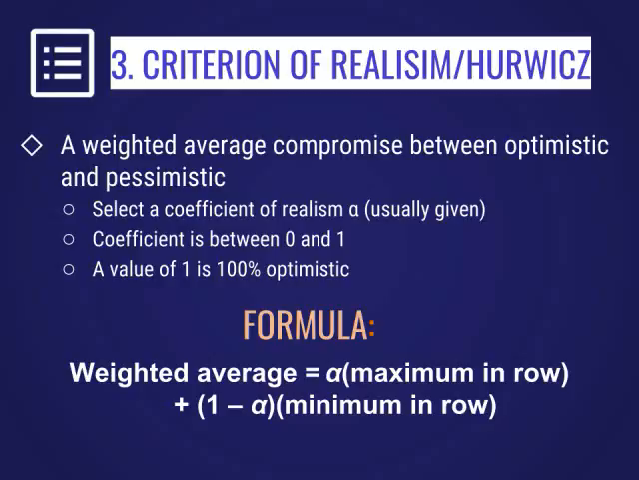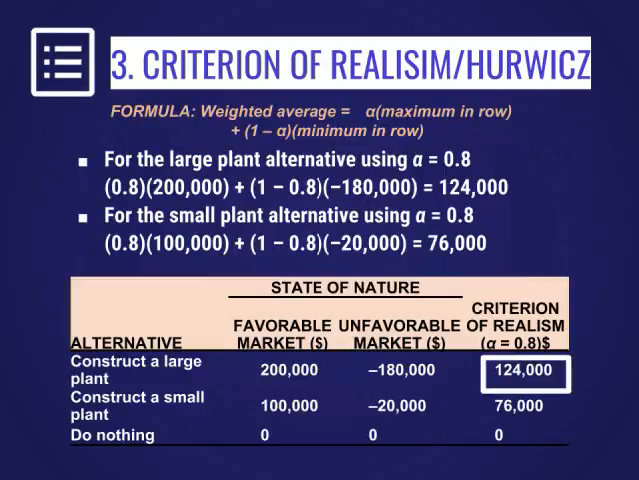We compute for the weighted average using this formula. Weighted average is equal to alpha times maximum in the row plus 1 minus alpha times minimum in the row. Given the same example, first, we compute the weighted average for each alternative. For the large plant, we have $124,000, and for the small plant, we have $76,000. For the do nothing, we get 0.